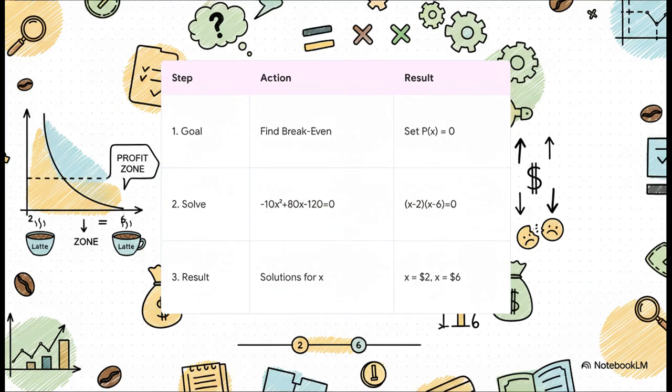That's got to be negative 2 and negative 6. So we can factor this into x minus 2 times x minus 6 equals 0, and that gives us two solutions, x equals 2 and x equals 6. Now, what does this mean for our coffee shop? It gives us our golden rule. We will make a profit as long as we price our lattes somewhere between $2 and $6. Anything outside that range, and we're losing money.